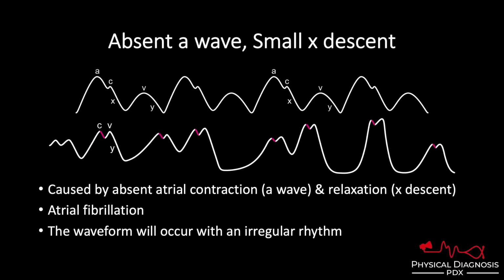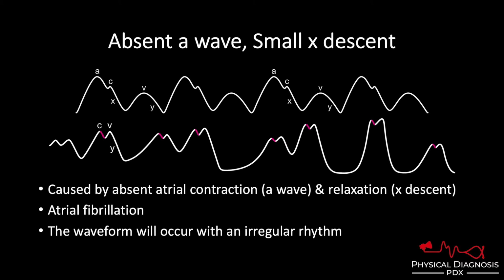Okay, so now we are ready to talk about some abnormal waveforms. So here is the normal waveform, the top strip here, that we're all familiar with. And the bottom waveform is abnormal. So let's discuss what's abnormal about this waveform. Well, we've lost our A wave. We have no A wave in this tracing, and our X descent is tiny. Remember, normally the X is more dominant than the Y. So we've lost our A, and we've mostly lost our X.